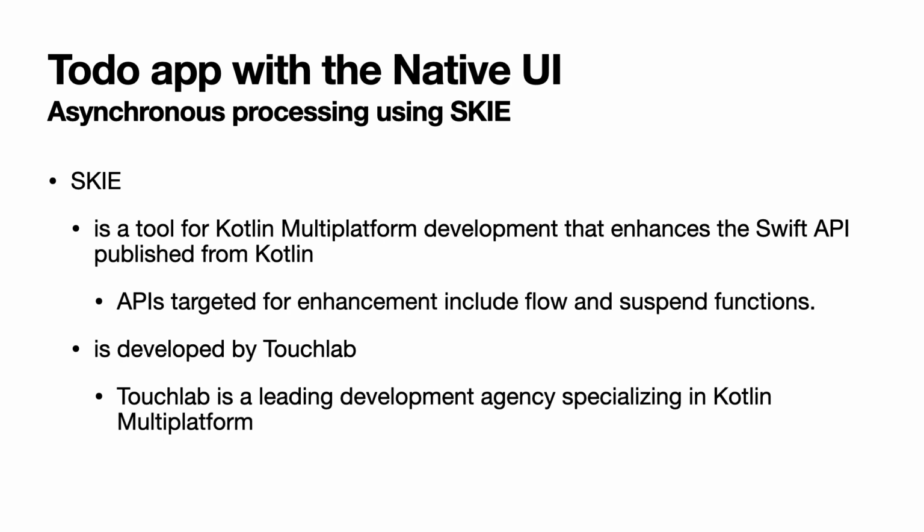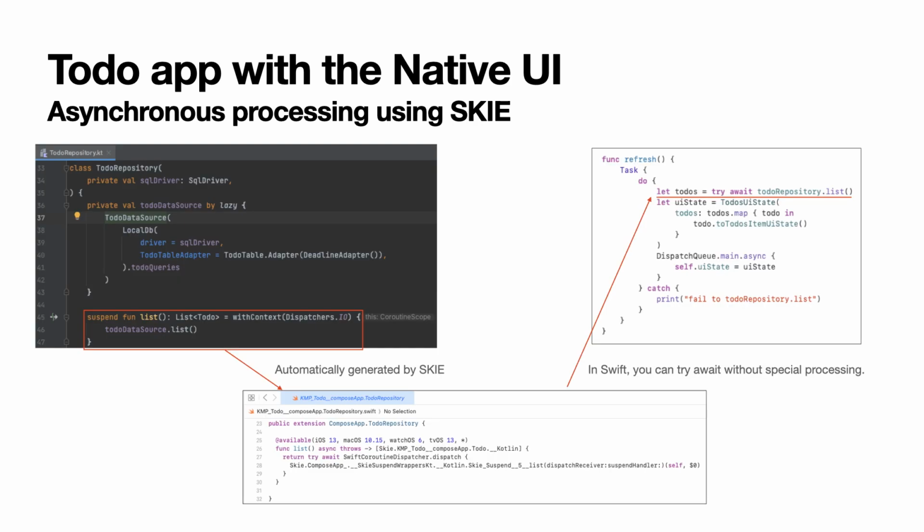Now let's dive into the actual code. This example demonstrates a suspend function to retrieve a list of todos. This suspend function is automatically converted into an async function by SKIE.